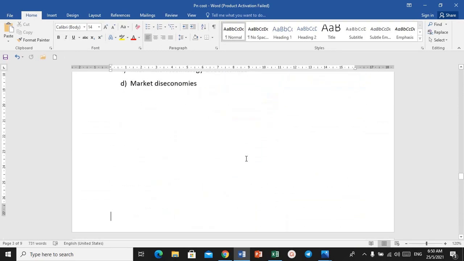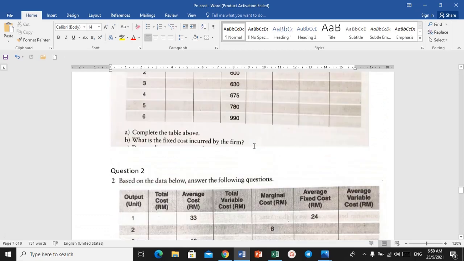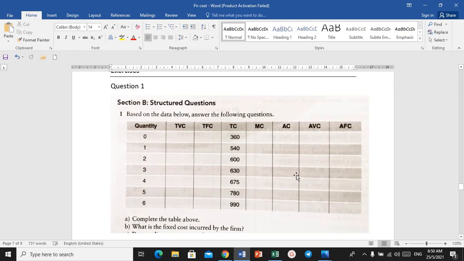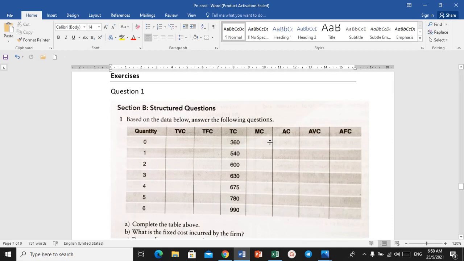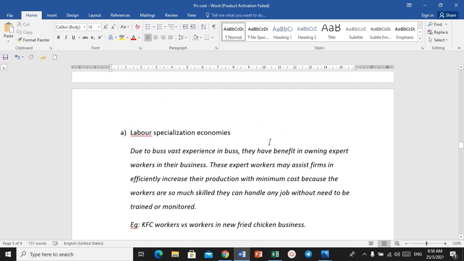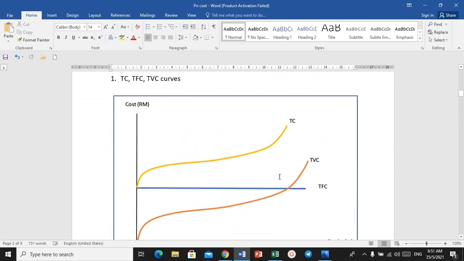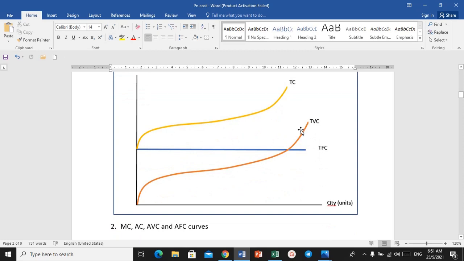I have asked you to complete this table, and this is where you can find the reason for the sketch of the curves that we have drawn. Why do we start the total cost here? Why do we start our total variable cost here? Why do we have the same pattern for total cost and total variable cost? And why do we have a straight line for the total fixed cost? All of those answers are actually in your table.